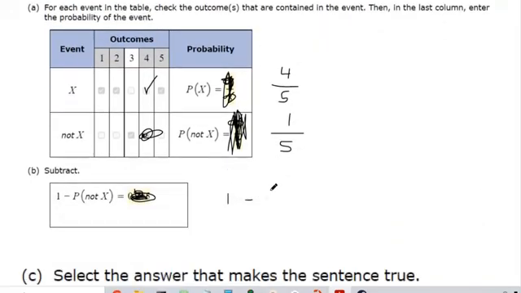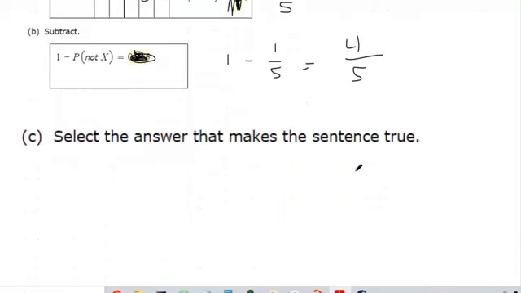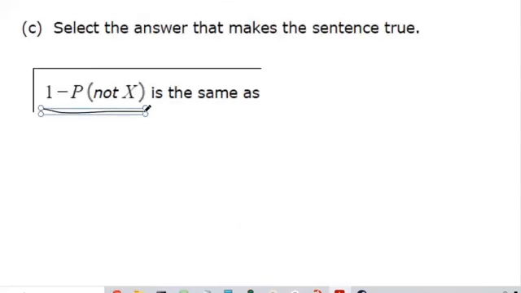Part B, subtract. That just means you're supposed to do 1 subtracted by the probability that you are not in X, which we just calculated over here. So that's when you do your fraction arithmetic, that's 4/5. Part C, I don't have the sentence. Hold on. 1 subtracted by the probability of not being X is the same as the probability of being in X.